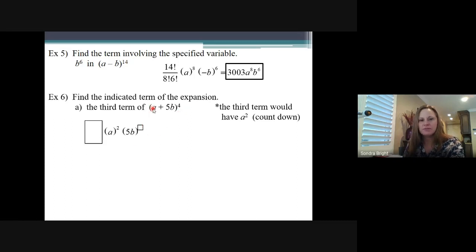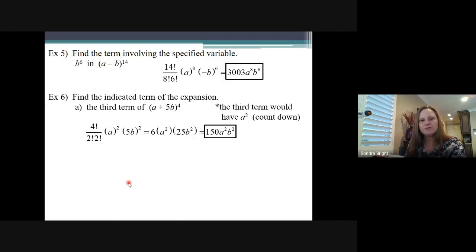So we got an a squared on the first term. On 5b, because our exponents need to add up to 4, there's a 2 on that guy. And then my coefficient will be 4 factorial divided by 2 factorial, 2 factorial. And 2 factorial is not the same as 4 factorial. Hopefully you remember that. All right, so this ends up being a 6, a squared, 5 squared is 25, and then b squared, and then 6 times 25 will give you 150, a squared, b squared.